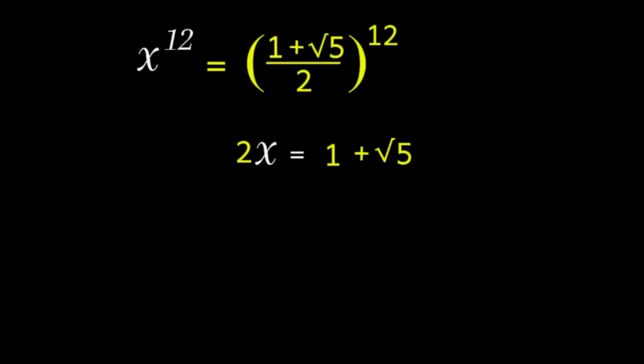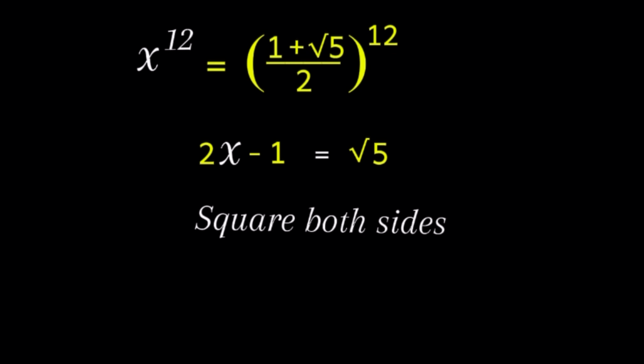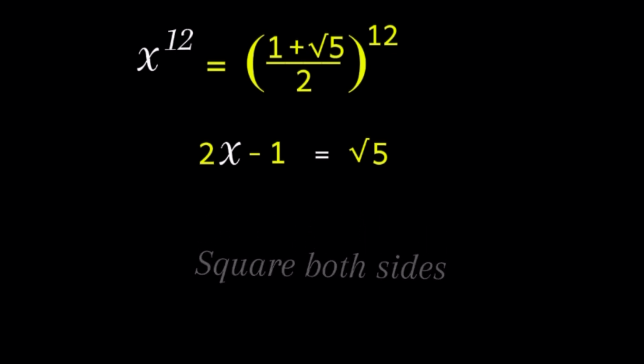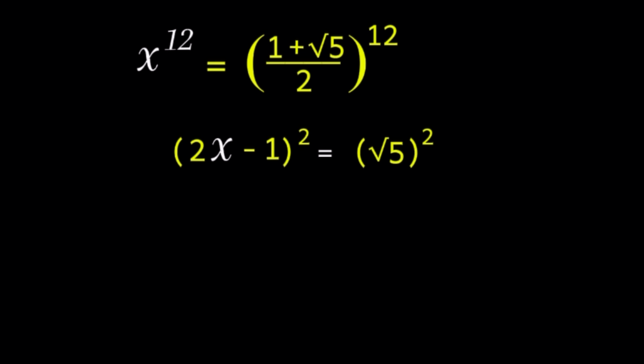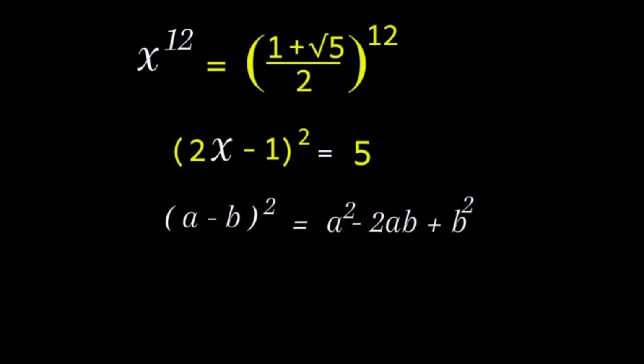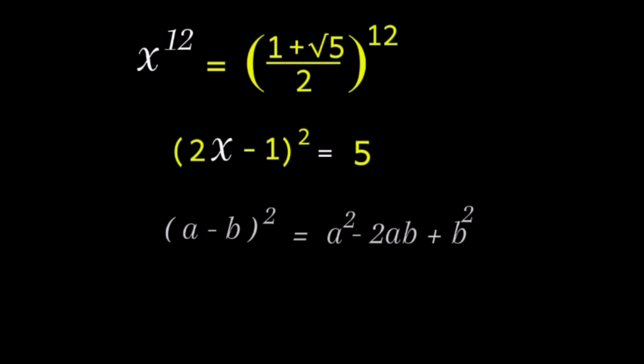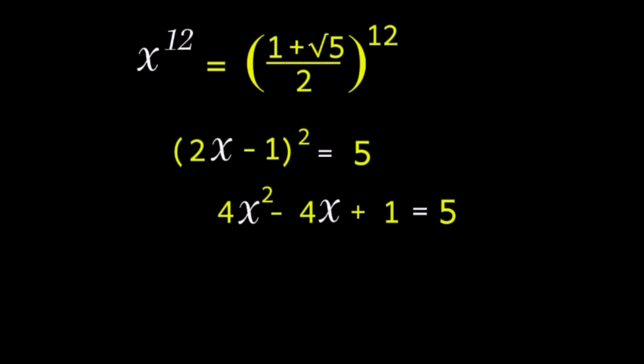Now, let us bring 1 to the left-hand side. So we have 2x minus 1 is equal to square root of 5. Now here's a very important step. Square both sides. And when we square both sides, we get (2x minus 1) squared is equal to 5. Now expand the left-hand side using the identity of (a minus b) all squared is equal to a squared minus 2ab plus b squared. So we get 4x squared minus 4x plus 1 is equal to 5.